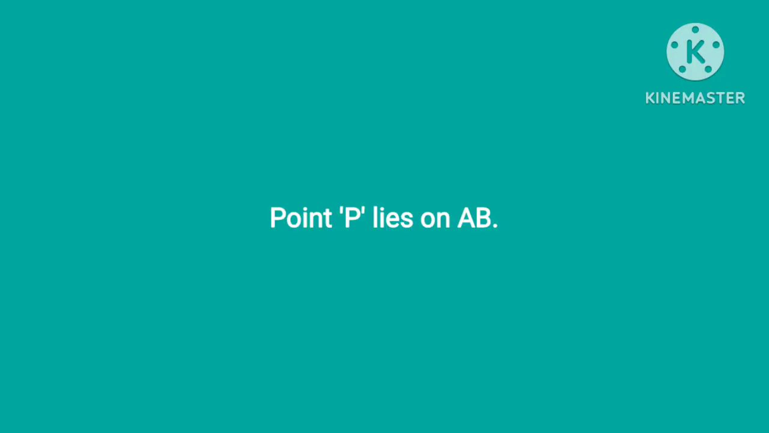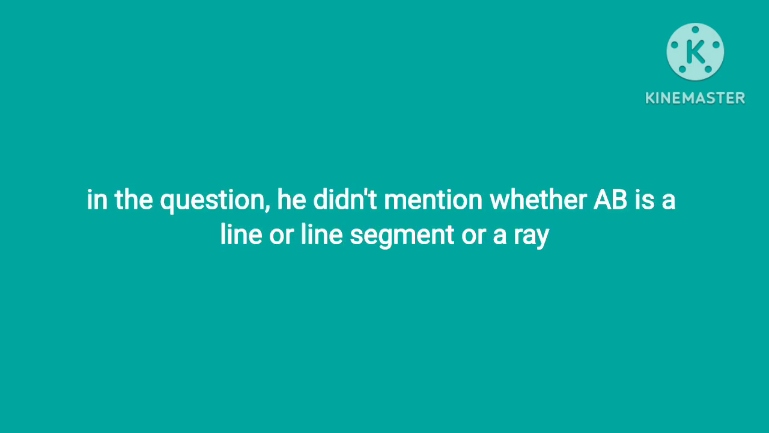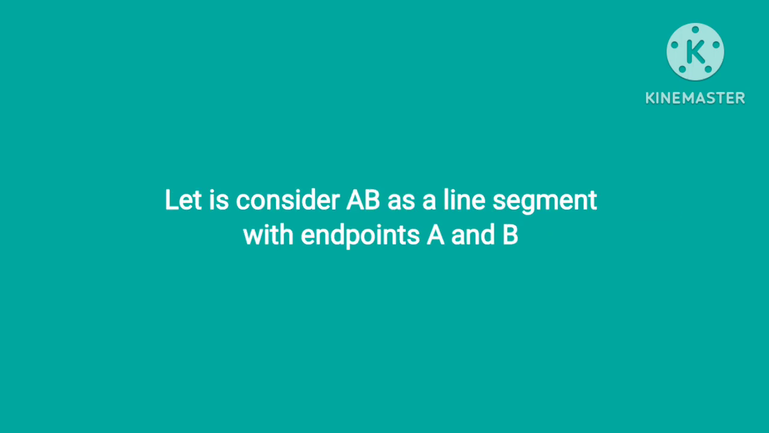Our next question, point P lies on AB. Here in the question, he did not mention whether AB is a line or line segment or a ray. Let us consider AB as a line segment with endpoints A and B. So this is a line segment with endpoints A and B, and P lies on AB.